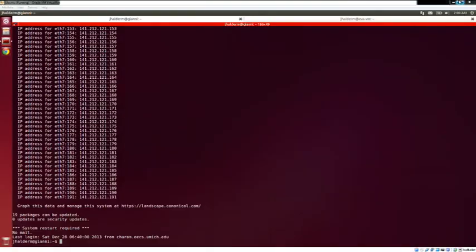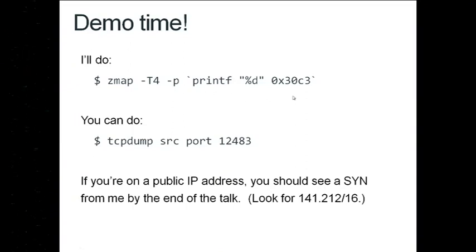Still not working. Like the one I was planning to run, which would be something like this. So what I'm going to do in the hour after this talk, assuming that I can get on the internet and talk to a machine in Michigan that has a fast uplink, is I'm going to do a SYN scan on port 0x30C3. So let's just let the world know that we're here today by making a connection to every public IP address on that port.